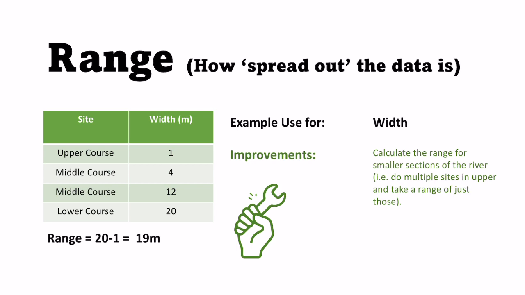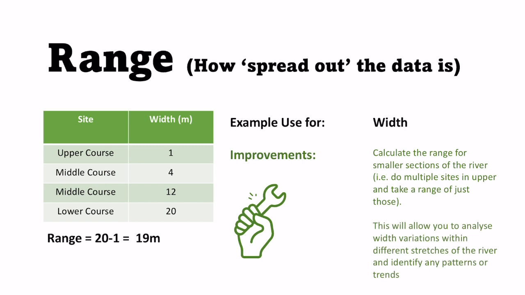It would just give me something slightly more representative, to see how big a difference there was in the width of the river in the upper course, the middle course and the lower course. It would essentially allow me to analyse different stretches of the river and see any patterns much better than trying to do the whole river.